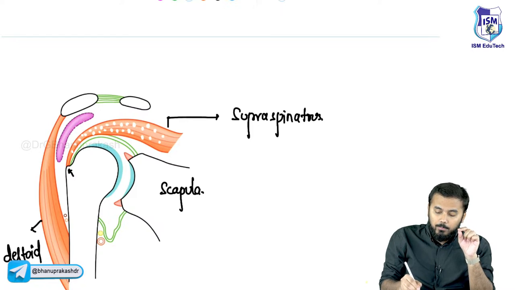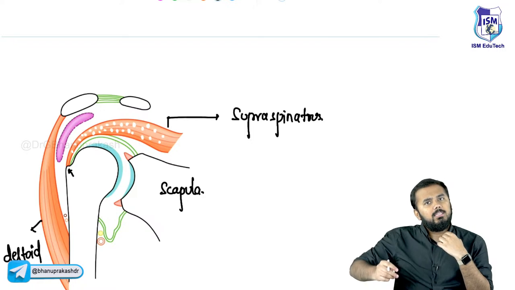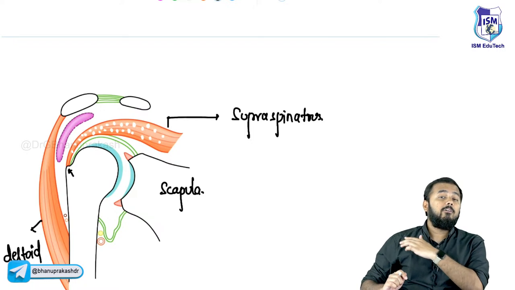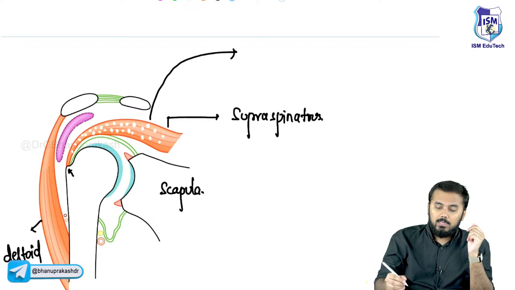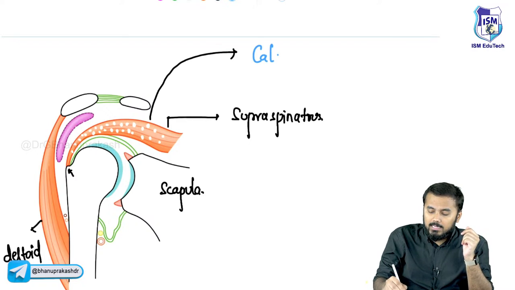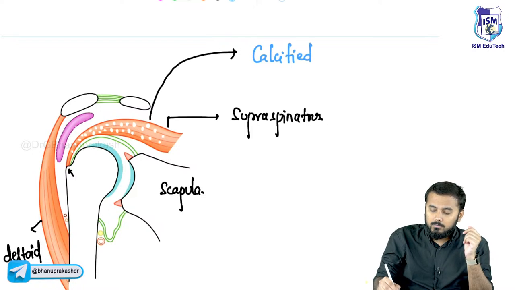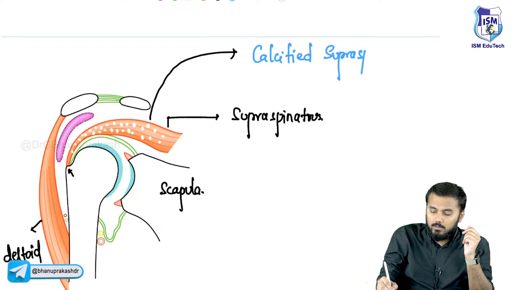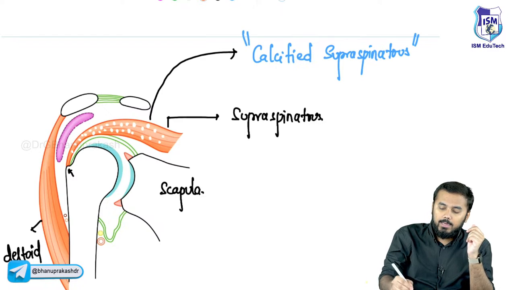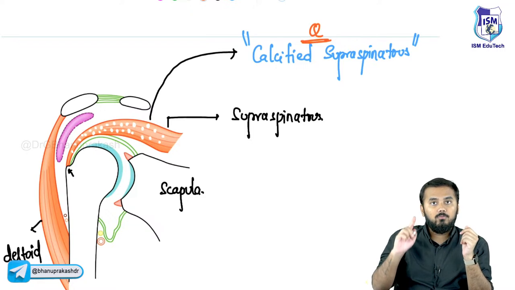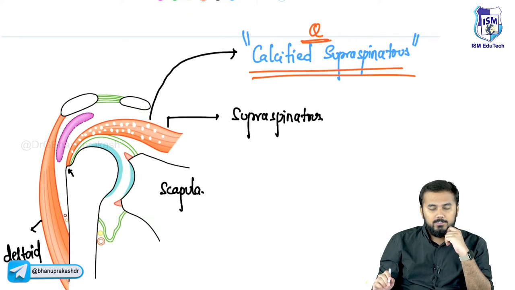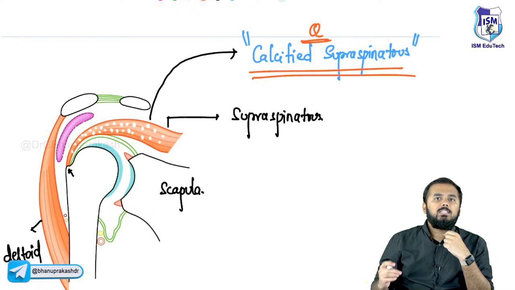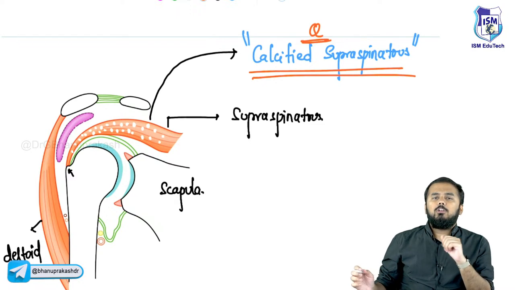When calcium gets deposited, do you think it would be very easy for you to move the muscle? No, you will have a very severe pain here. Yes or no? So this calcium deposited muscle is called as calcified supraspinatus. Calcified supraspinatus. So this is one very important clinical point I want you to know. I want you to know at any cost. So calcified supraspinatus. Okay. So when such a patient is coming to me, I will do all the tests.